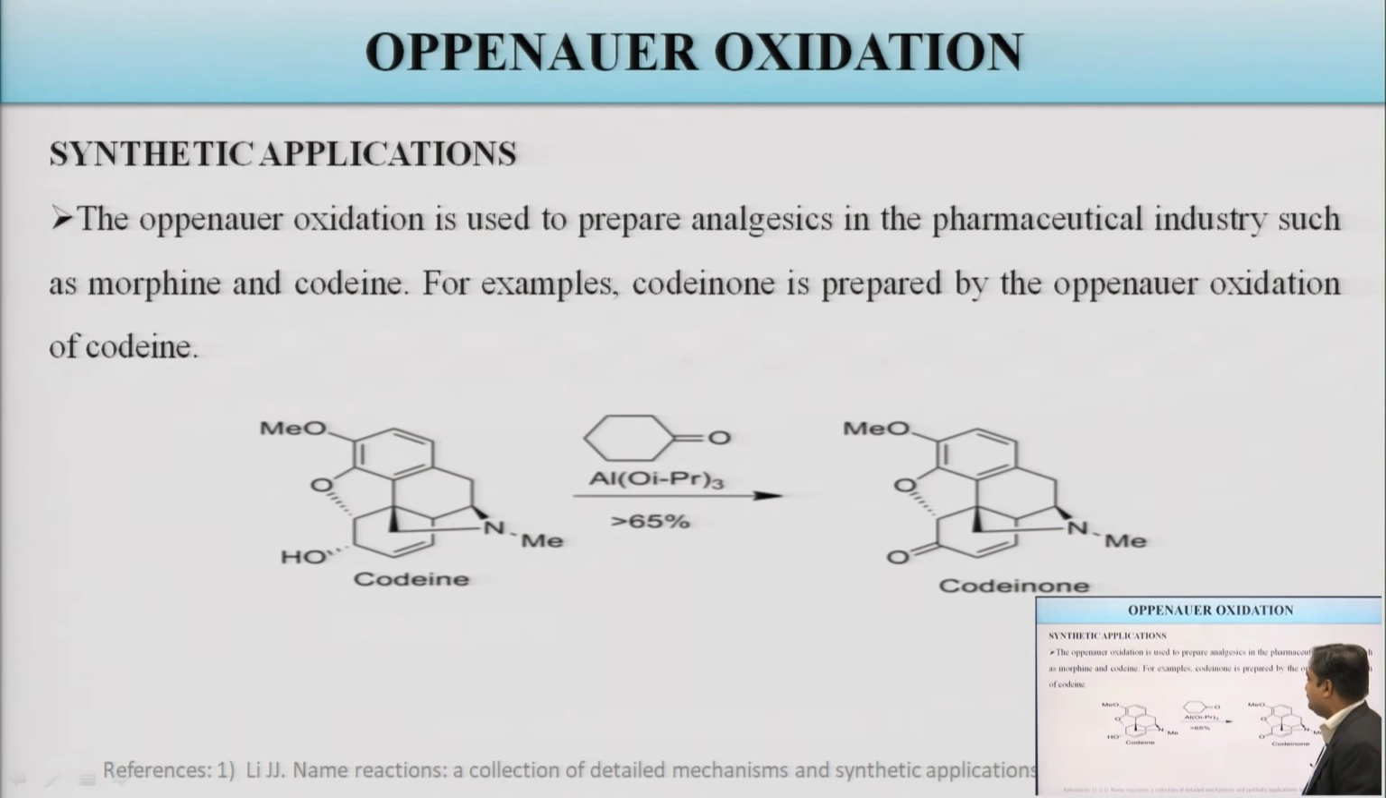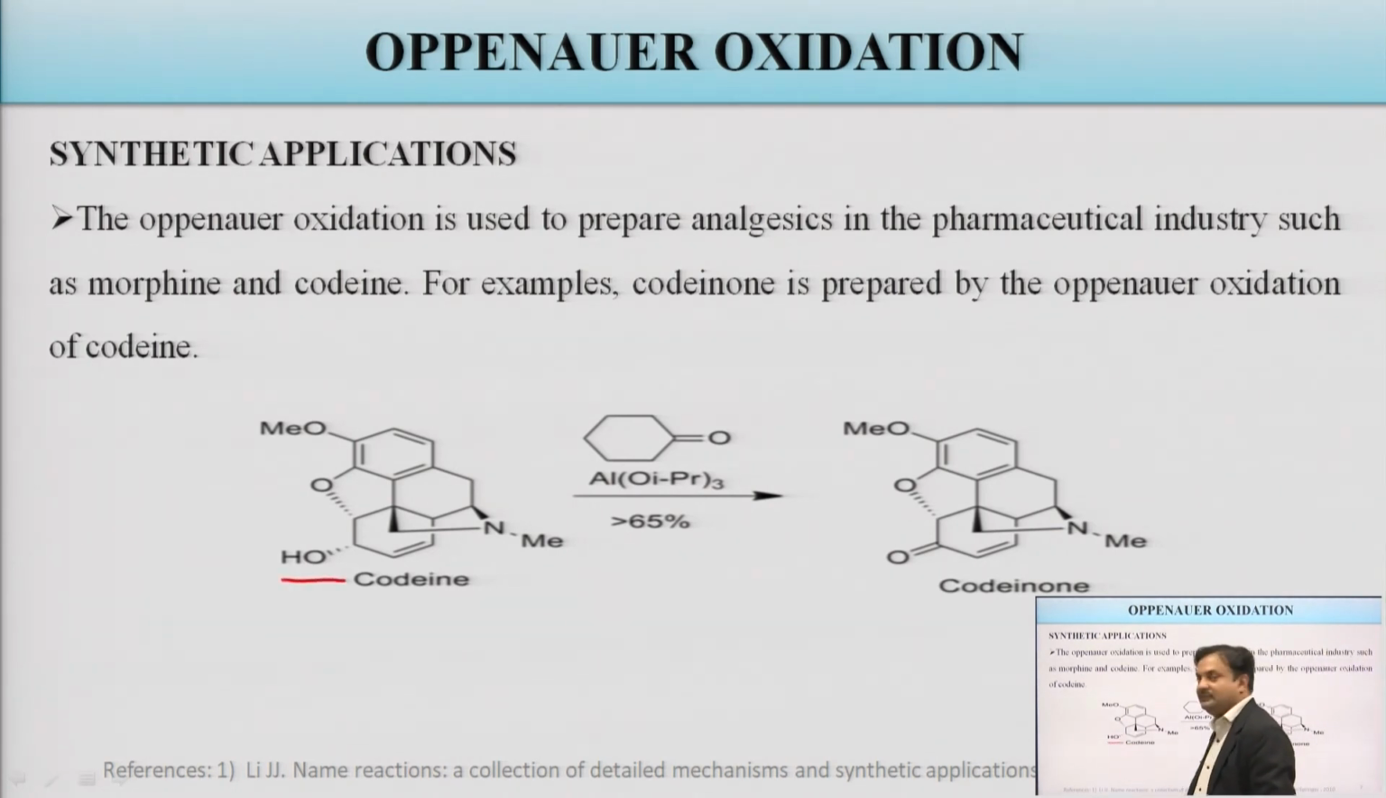Here you can see this OH functional group, that is the hydroxyl group of codeine, a secondary alcohol you can see. Okay. This is an example of a secondary alcohol in codeine. When we react this codeine in the presence of aluminum isopropoxide, as you can see, this codeine is converted into codeinone, which is a very good analgesic agent and can be synthesized from codeine by the application of Oppenauer oxidation.